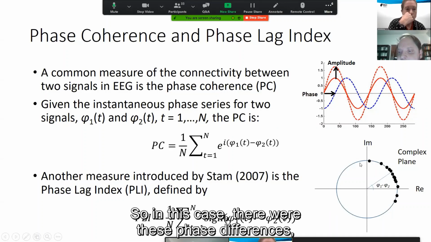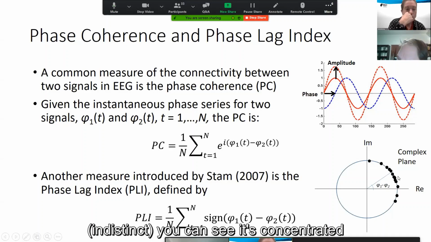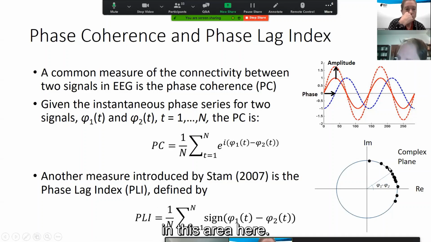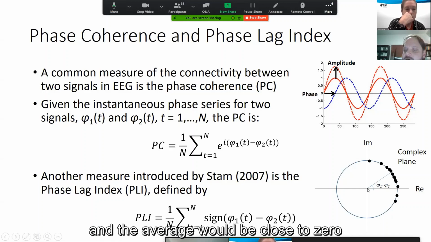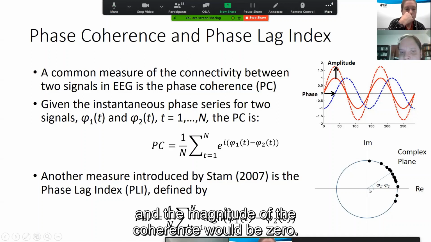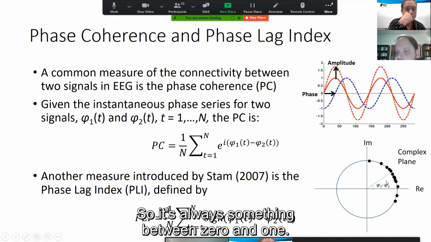In this case, you can see the phase difference is concentrated in this area here. If it weren't concentrated, it would be distributed around the circle, and the average would be close to 0, and the magnitude of the coherence would be 0. So it's always something between 0 and 1.